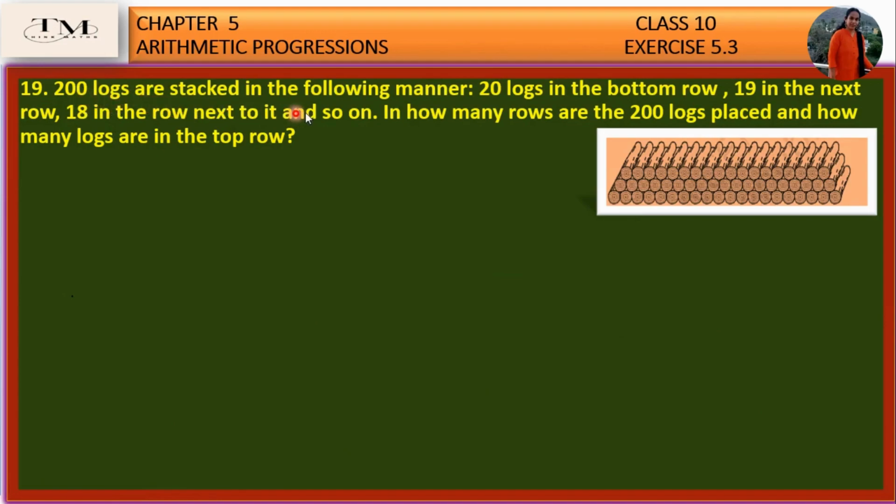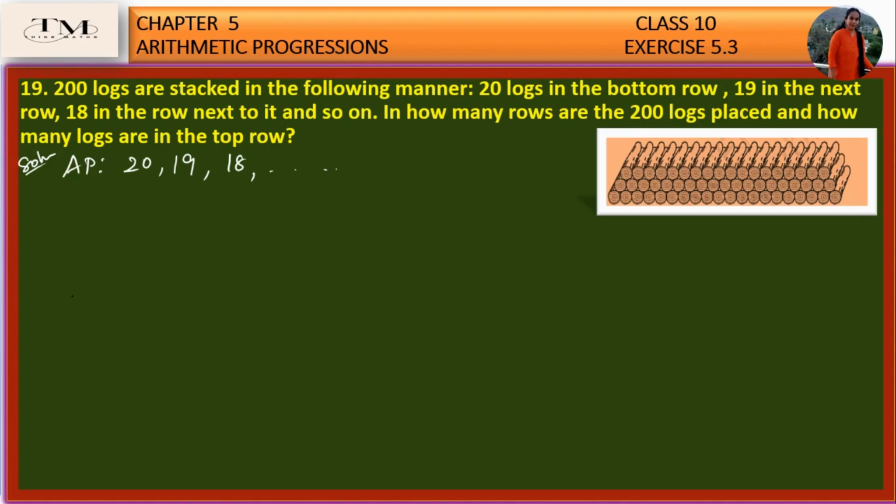200 logs are stacked in the following manner: 20 logs in the bottom row, 19 logs in the next row, 18 logs in the next row. In how many rows are the 200 logs placed and how many logs are in the top row? So here what is given? The AP: the bottom row is 20, above the bottom row it is 19, and above that it is 18, and it goes on like this. What is the question? In how many rows are the 200 logs placed?